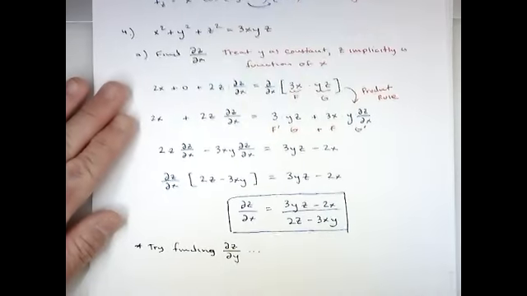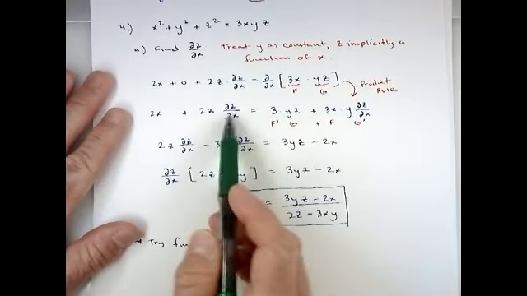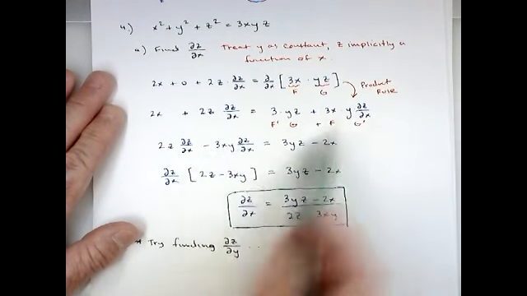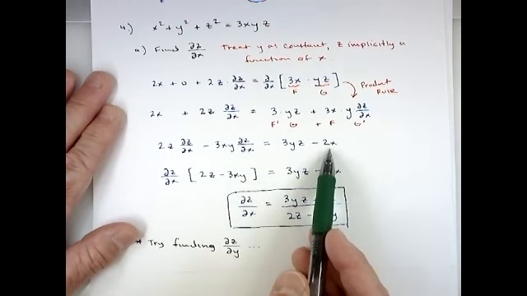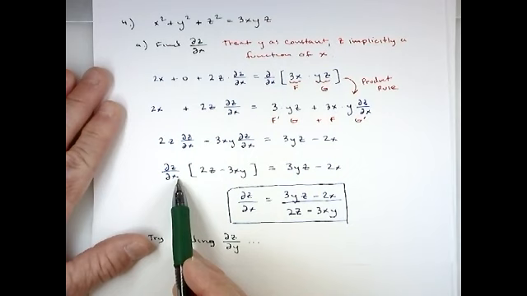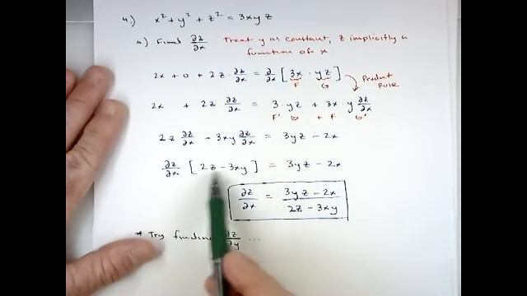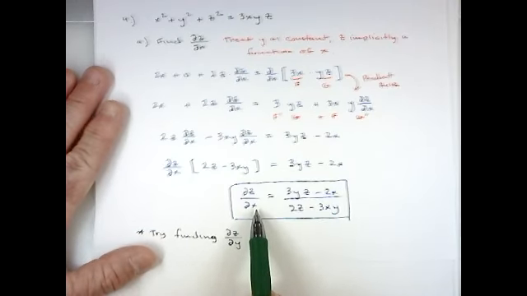From then on out, it's just algebra. You've done this before. You want to get the two terms that have your partial of z with respect to x on the same side. So I subtracted the 3xy term and moved the 2x over to the other side. Factor out your partial of z with respect to x, and then finally divide to get the partial of z with respect to x by itself.